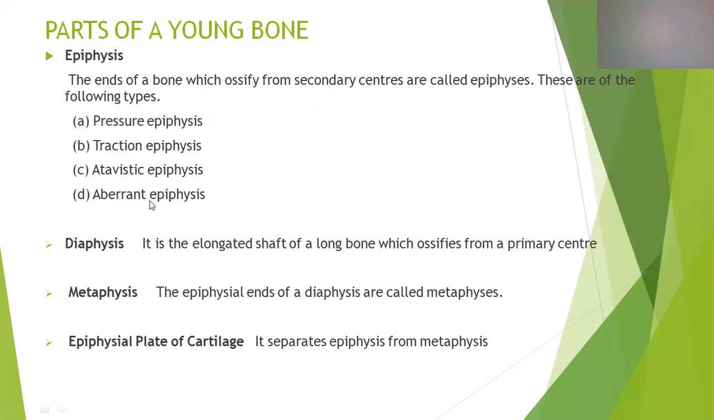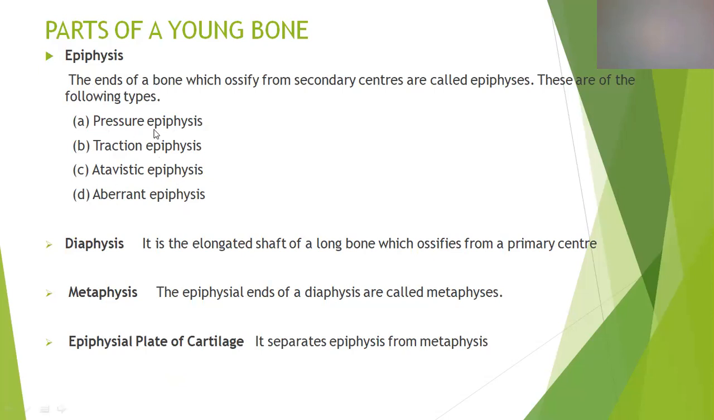Then aberrant epiphysis means this type of ends are seen only in a few individuals. It is not a common factor, but it is not a pathological condition. So that type of ends are known as aberrant epiphysis. These are the different types of epiphysis. First one, pressure epiphysis. Second one, traction epiphysis. Third one, atavistic epiphysis. Fourth one, aberrant epiphysis.